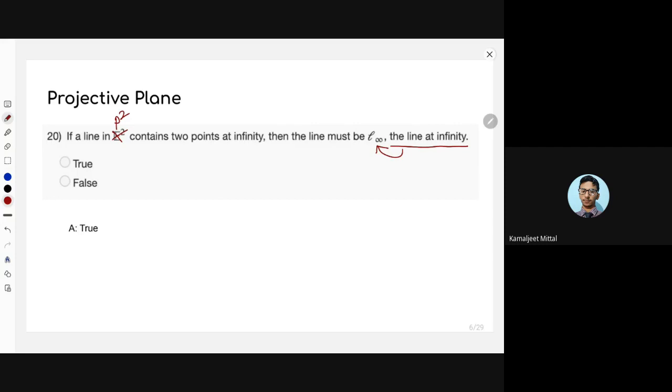So the question says, if a line in P2 contains 2 points at infinity, then this line must be L infinity, which is the line at infinity. This line at infinity is a line where each point is a vanishing point for some line in R2. So P2 is nothing but R2 union L infinity. This answer is true, but can any one of you give a possible explanation for why this is true?